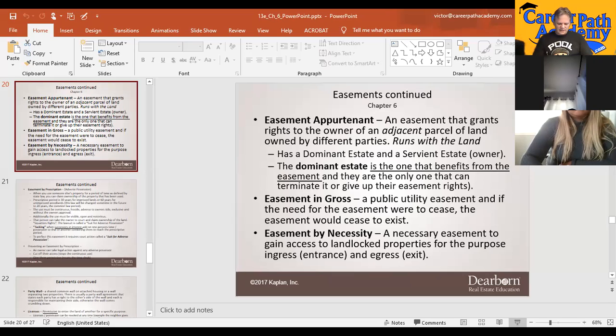An easement by necessity is created when you have a landlocked property. So in order to gain access to your property, you have to cross over your neighbor's land to get to yours. That would be an easement by necessity because it's necessary to cross over that neighbor's property in order to get to your property. Makes sense? Yes. A landlocked property is, for example, if your property is completely surrounded by other people's properties. The only way to get to it is to cross over someone else's.